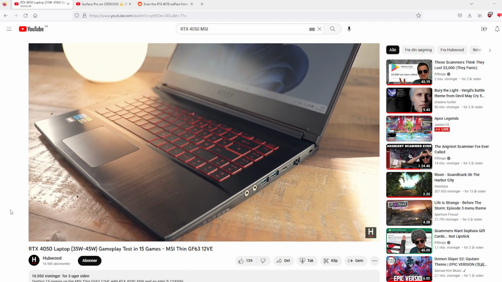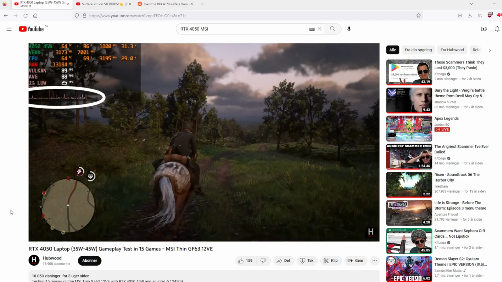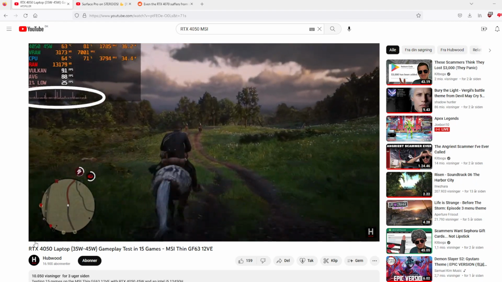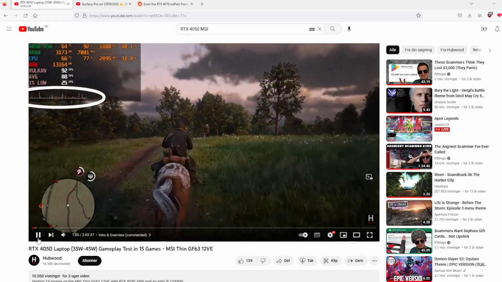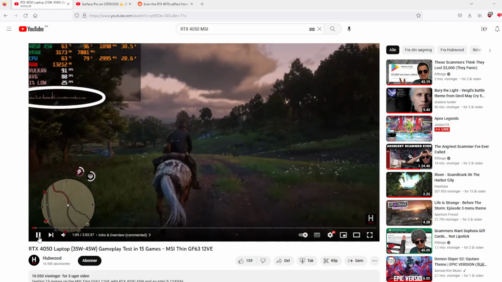Despite the relatively high average FPS this laptop and the RTX 4050 seem to have in all games, the frame times often, not always, weren't looking good, and the 1% low often went way below what you'd expect. That means that despite high FPS, you might still feel stuttering.